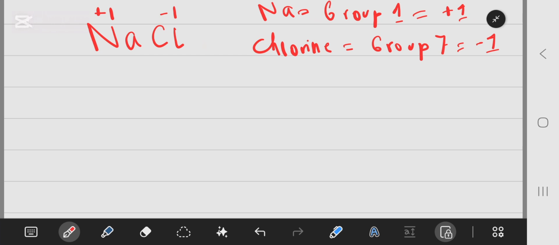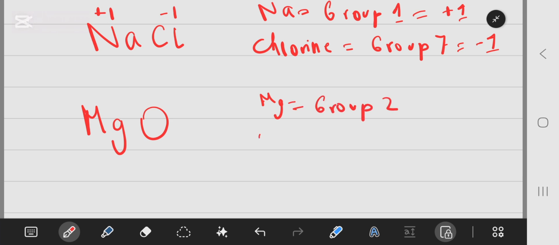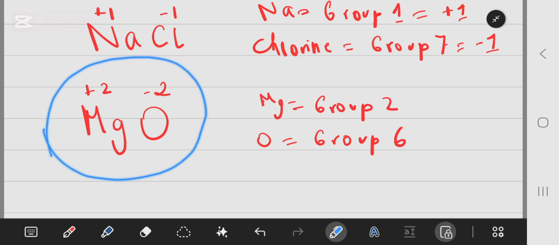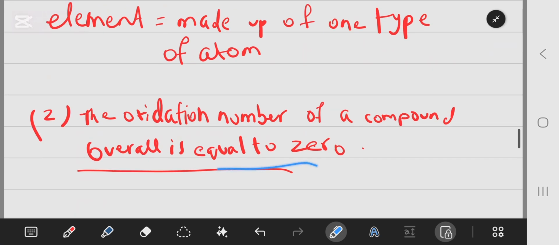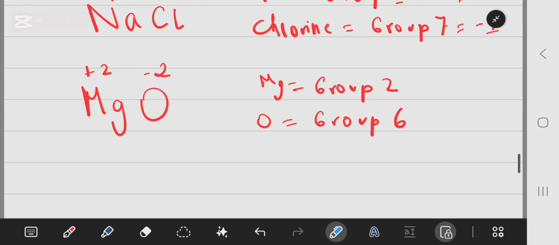Let's move on to the second example, magnesium oxide. Magnesium belongs to group number 2 and oxygen belongs to group number 6. Magnesium has a charge of +2, oxygen has a charge of -2. Let's input that over here, +2 and then -2. So I can safely say again that the overall charge, or the overall oxidation number, of this particular compound is 0, which satisfies our second rule as well. So now we are done with the two examples. Let's move on to another example.